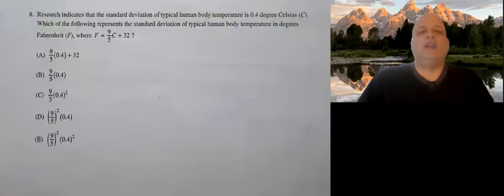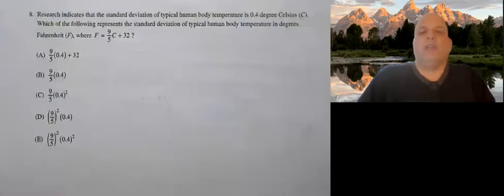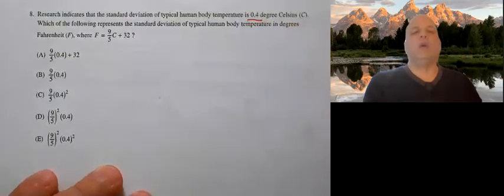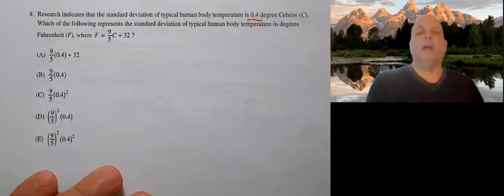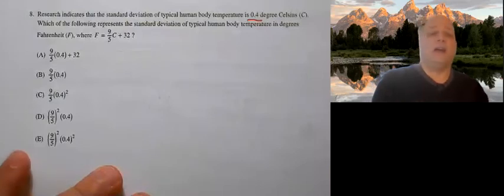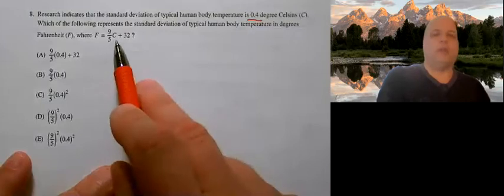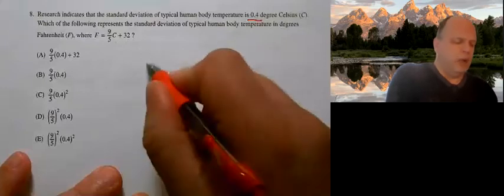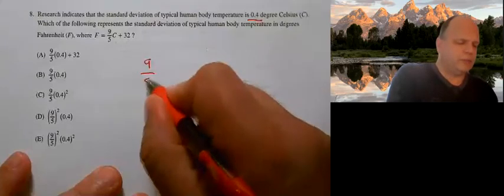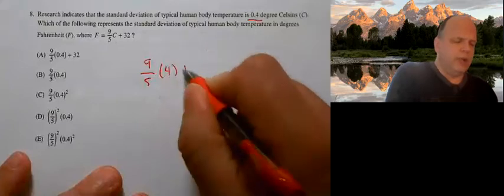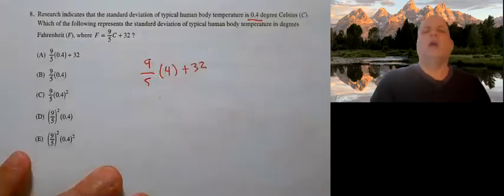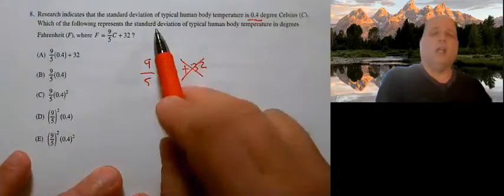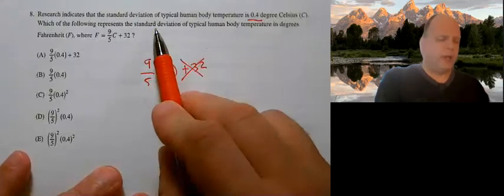All right. Researchers indicated that the standard deviation of human body temperature is 0.4 degrees Celsius. Which of the following represents the standard deviation of the human body temperature in degrees Fahrenheit, where F equals 9/5 C plus 32? So all I need to do is plug into that formula. Well, 9/5 times 0.4 plus 32. Please remember, we cannot add a constant to measures of spread. And standard deviation is a measure of spread.